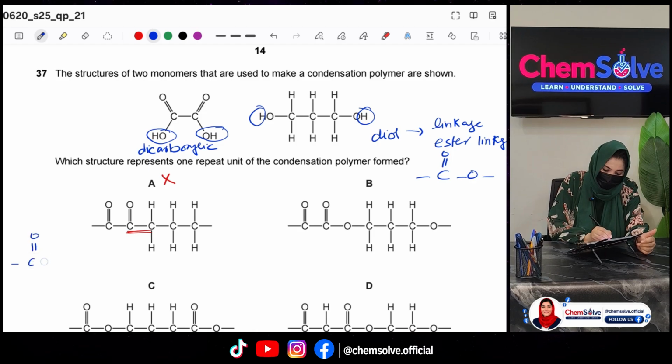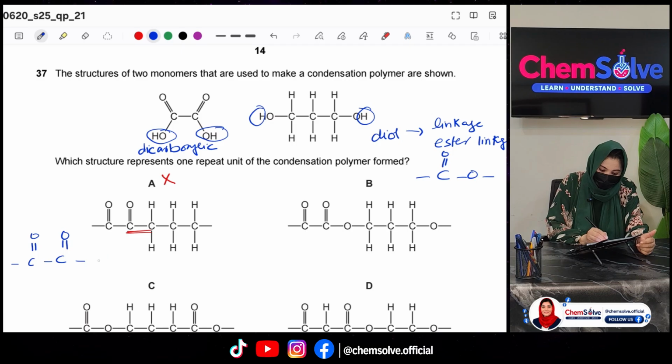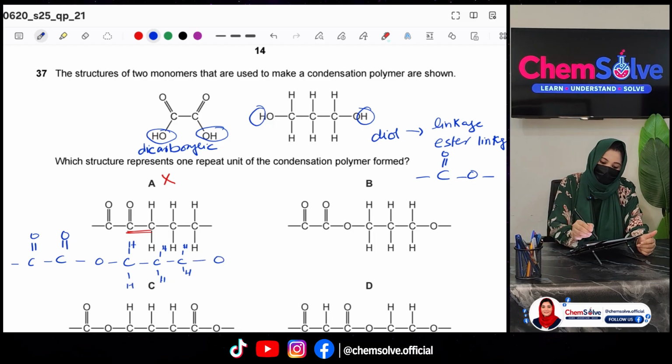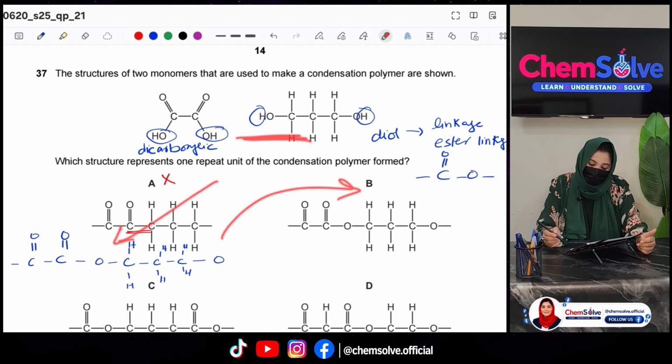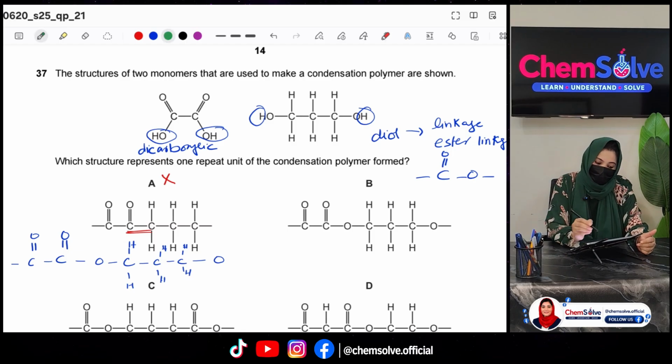If all of these things happen, then resultantly I would have C double bond O, C double bond O, and O, C. How many C's are here? 3 C's are here. H, H, and O. So this resulting structure that I made with the help of these two monomers exactly matches our option B. So that's why the correct option is option B here.